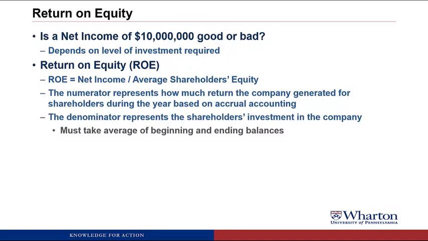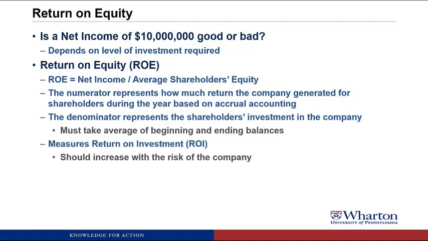Now, one of the problems we run into is net income happens over a period of time, whereas stockholders' equity is at a point in time. So we have to take an average of the beginning and ending balances of shareholder equity to approximate its level during the period we were generating the net income. This ROE measure measures a return on investment, and it's something that should increase with the risk of the company.